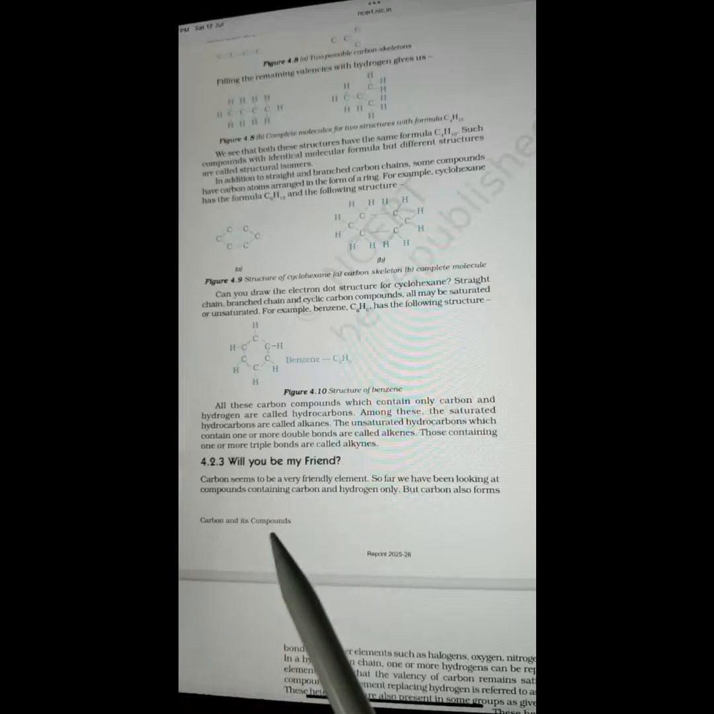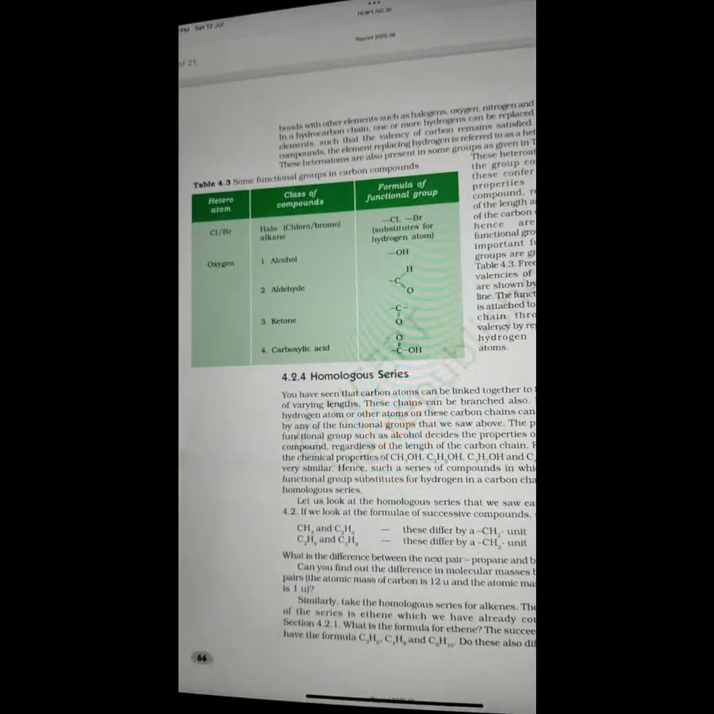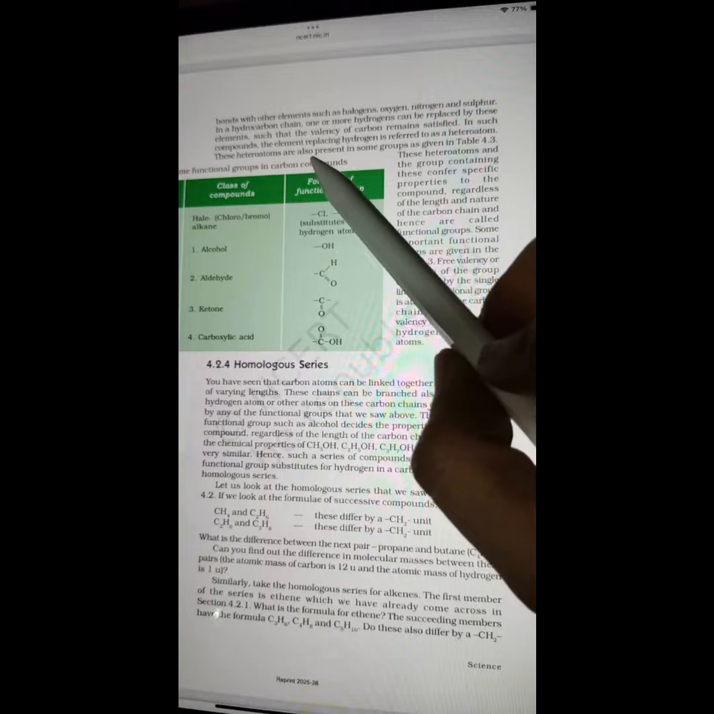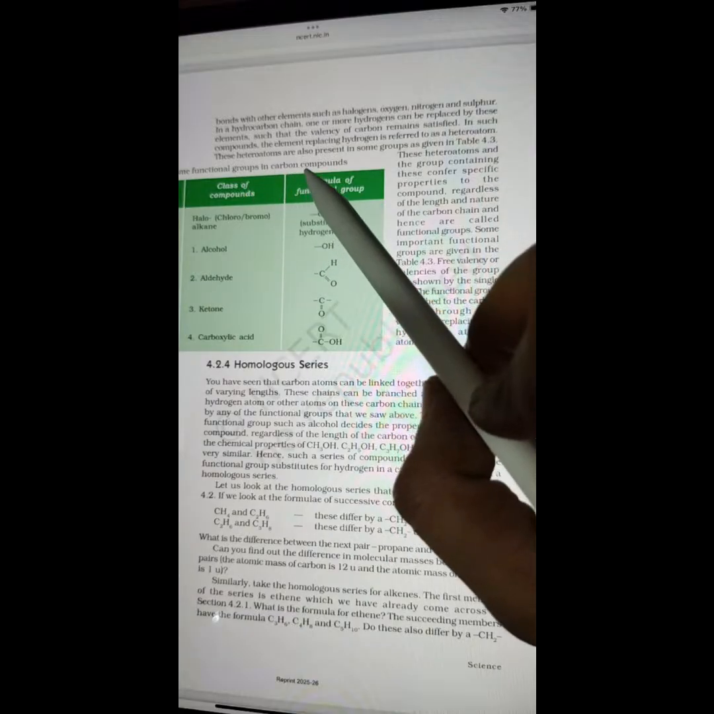4.2.3, will you be my friend? Carbon seems to be a friendly element. So far, we have been looking at compounds containing carbon and hydrogen only, but carbon also forms bonds with other elements such as halogens, oxygen, nitrogen, and sulfur. I hope the screen is clear. In a hydrocarbon chain, one or more hydrogens can be replaced by these elements such that the valency of the carbon remains satisfied. In such compounds, the element replacing hydrogen is referred to as a heteroatom. These heteroatoms are also present in some groups, as given in table 4.3.